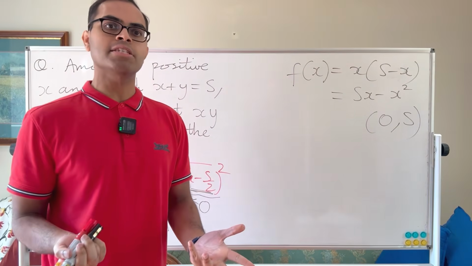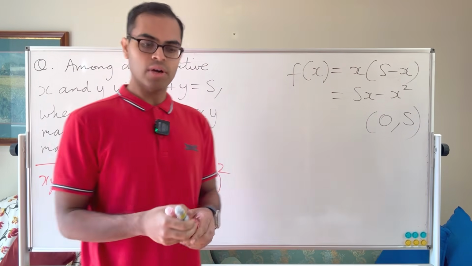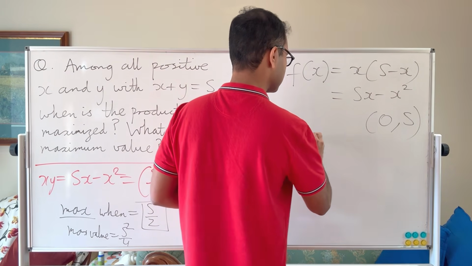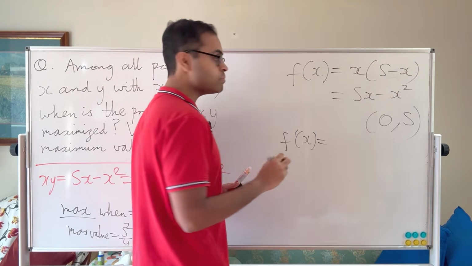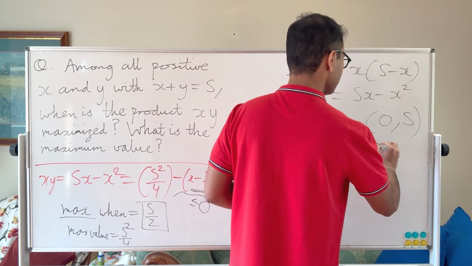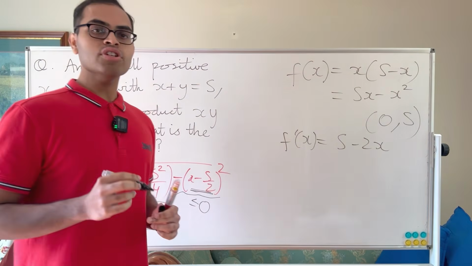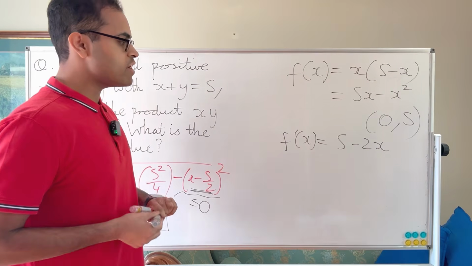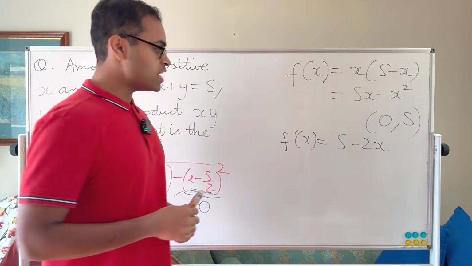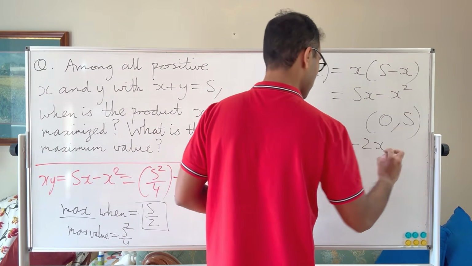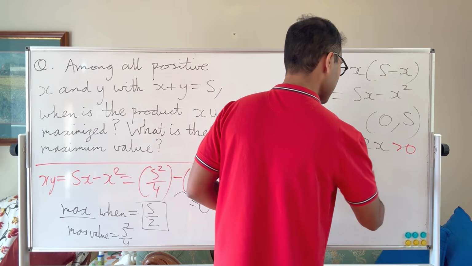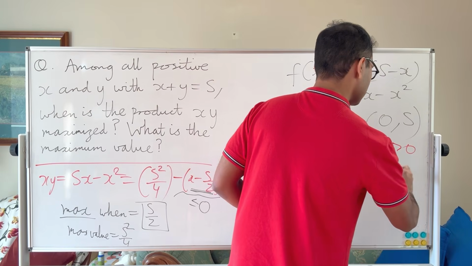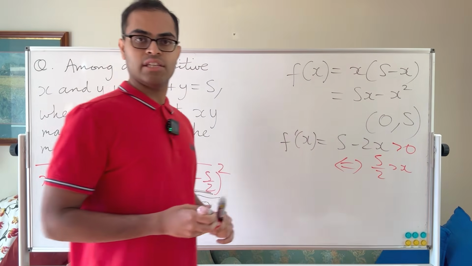We want to find its maximum value if it exists, which we don't know. The way we do it in calculus is we take its derivative. So f prime of x, the derivative, is going to be s minus 2x. And now you just want to understand the sign of the derivative, so you do a sign chart for the derivative. The derivative s minus 2x is positive precisely when, if you add 2x to both sides, s over 2 is greater than x. Okay, x is less than s over 2.